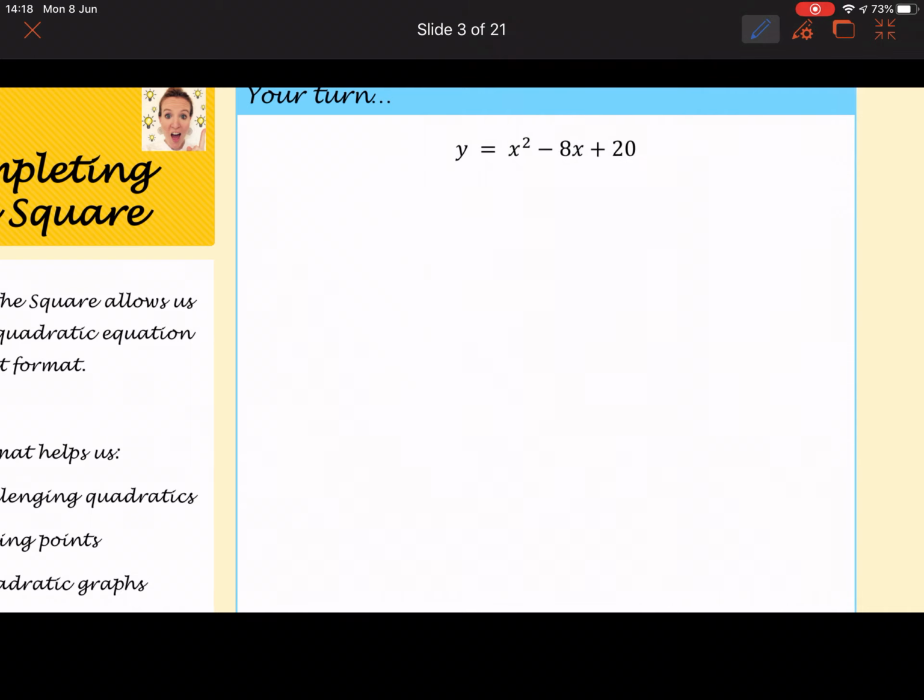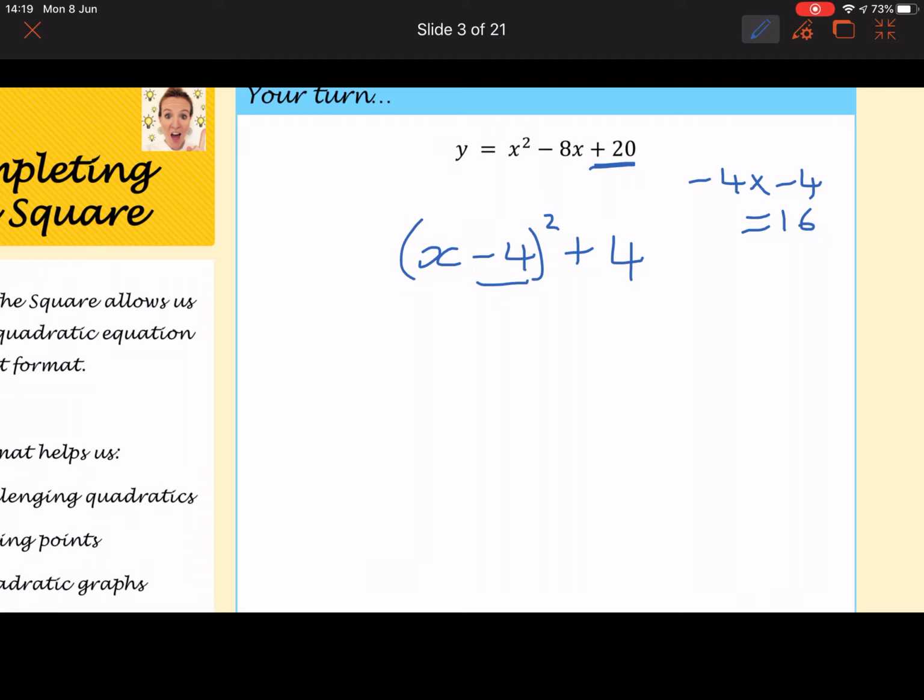Okay, are we ready to go through it together? So the first step was we write that out as x minus 4 squared, because we divide by x and we halve that middle term. Now imagine that double bracket, when expanded, that last number is going to be minus 4 times minus 4, which would be 16. I wanted 20, so I have to add 4. So that's just my answer, x minus 4 squared plus 4.